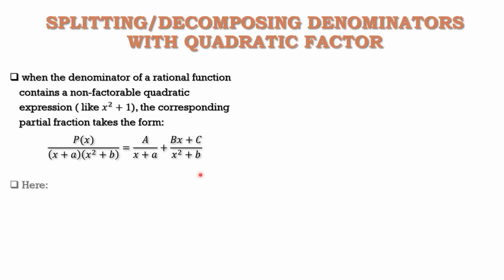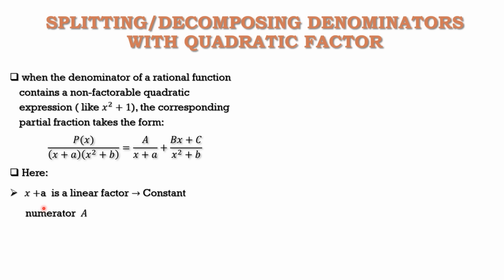Good. So here, x plus a is a linear factor, so we use a constant numerator a. X squared plus b is a quadratic factor, so we use a linear numerator bx plus c to separate it.